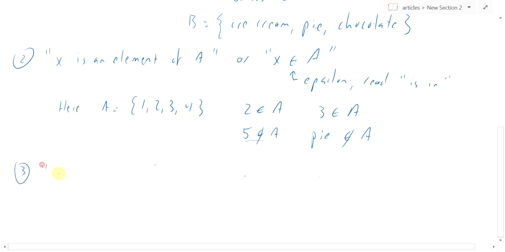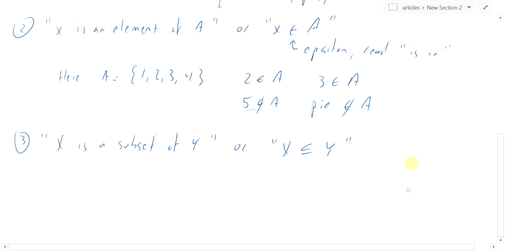3 is, well, I've used A and B, so we'll use X and Y for sets in general. X is a subset of Y. What does that mean? We'll put quotes around that. Or X, and then we have this symbol. It's a sideways U, sort of, with a little half of an equal sign underneath. X is a subset of Y. Right? So this is read like that. So what does that mean?